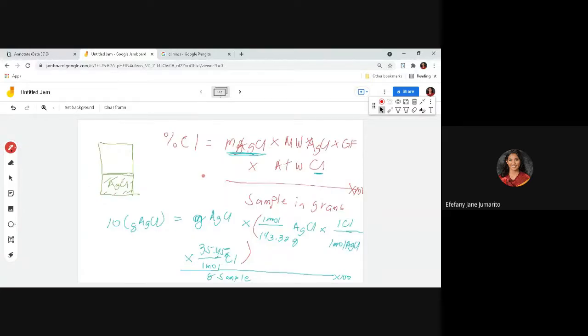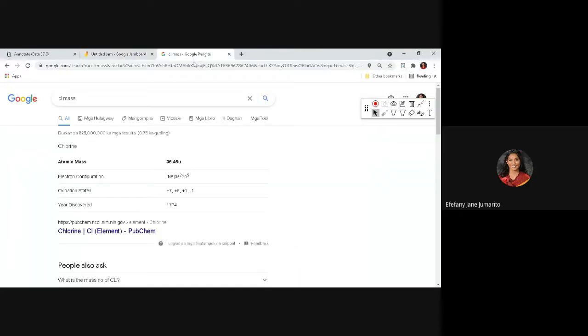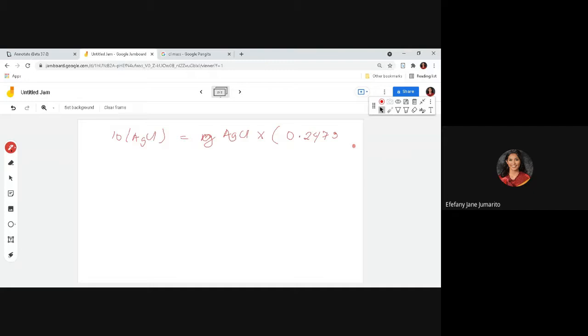0.2473. What will be the unit there, Mikey? Because this will be cancelled with the mole and the mole here. So we have grams. Okay, that's grams over the sample, grams of sample. So in order to get the grams of sample, cross multiply. So we have gram sample.